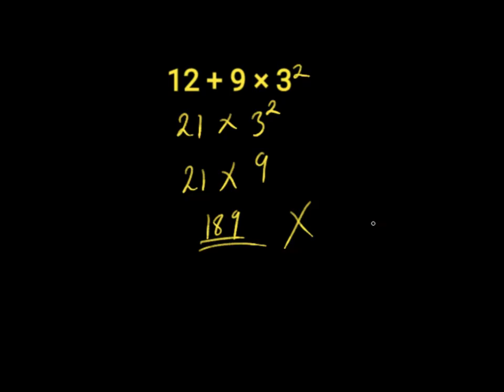PEMDAS. In PEMDAS, we have parentheses, exponent, multiplication, division, addition and subtraction. Multiplication and division have equal priorities, such as addition and subtraction, working from your left to your right in order to arrive at a correct answer. Let us solve the right answer to this question.